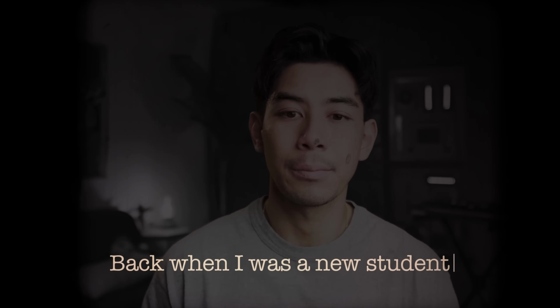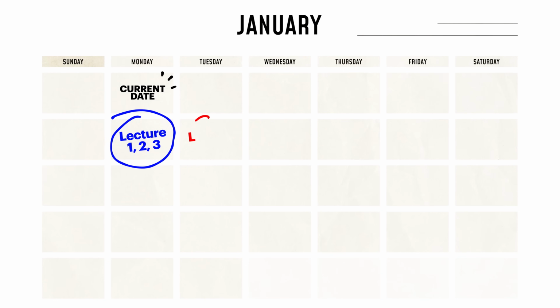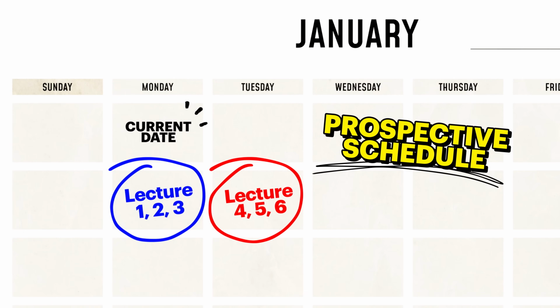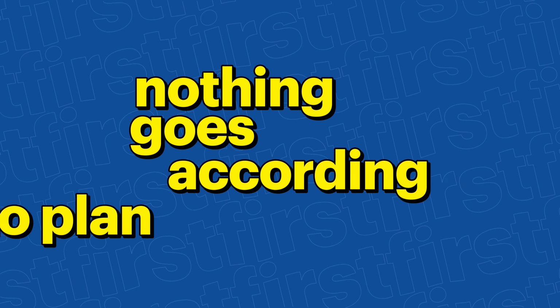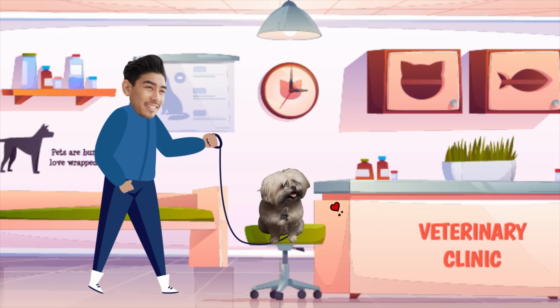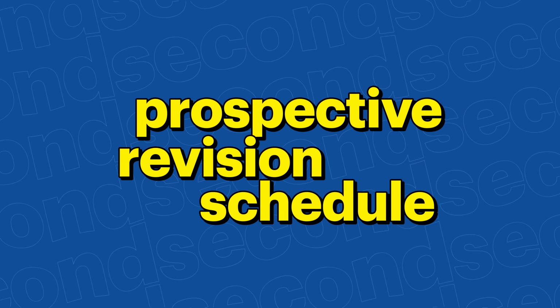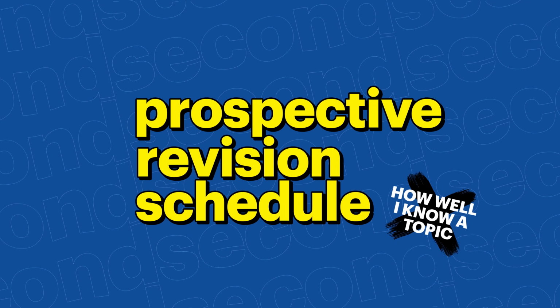Before using the system, I would plan ahead of time when I would review each individual lecture one by one. Like on Monday, I'll do lectures 1, 2, 3, on Tuesday, 4, 5, 6, and so on. That's a prospective revision schedule, and it has some issues. First, nothing goes according to plan. Like, what if it takes me a lot longer to do lecture 3? Or I need to take Pepe to the vet, or I come down with explosive diarrhea. Then I have to shift my entire schedule around, which gets chaotic, and I get overwhelmed, and that makes my diarrhea a lot worse.